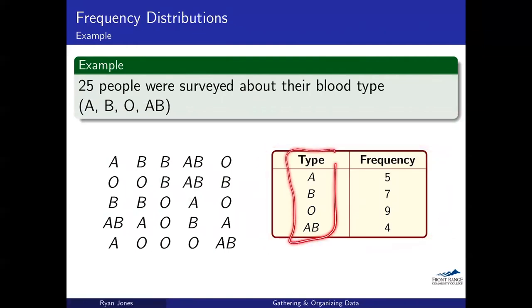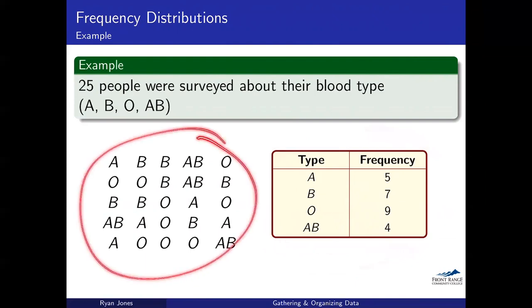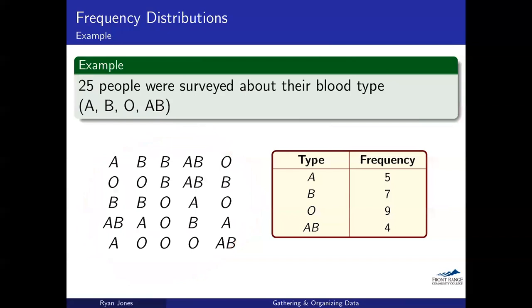We're going to look at the type, we're going to list it, and we're going to say, hey, look, there's 5 A's, there's 7 B's, there's 9 O's, and there's 4 AB's. And this is a great way of just listing all the blood types that we got. And it's a lot cleaner than writing this. And it's especially a lot cleaner if I survey more people.